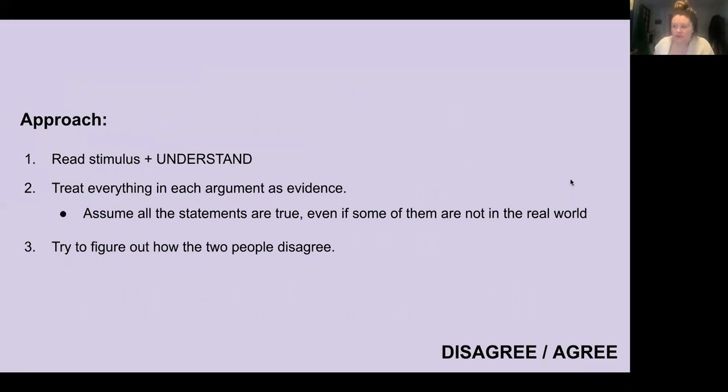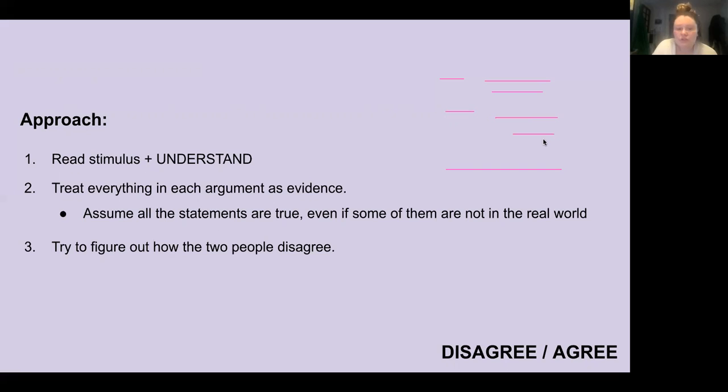So how we're going to approach these questions is the same as always. Read the stimulus and understand. On the disagree questions, we're going to have two different people speaking, right? So we'll have person one and person two. Person one's going to say something, person two is going to say something. And then we're going to have a question, and they're going to ask us essentially, what do they disagree about or what do they agree about?